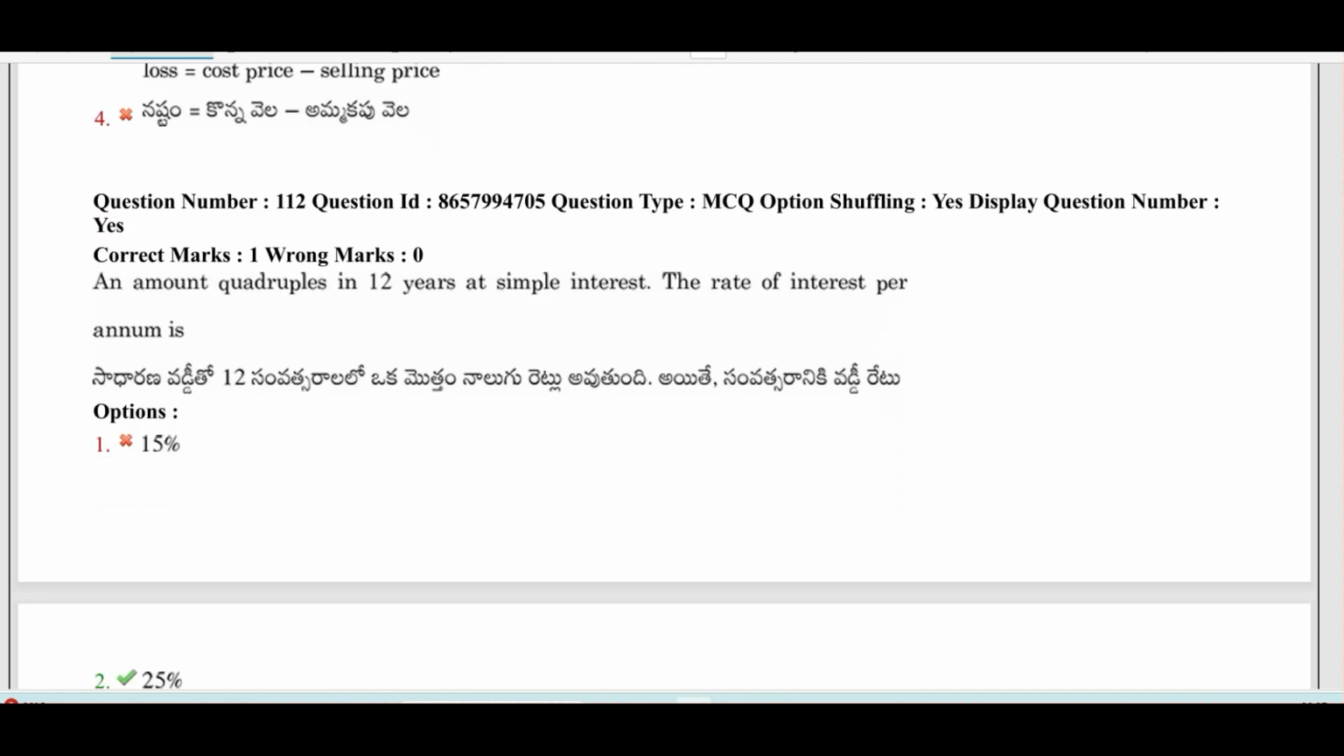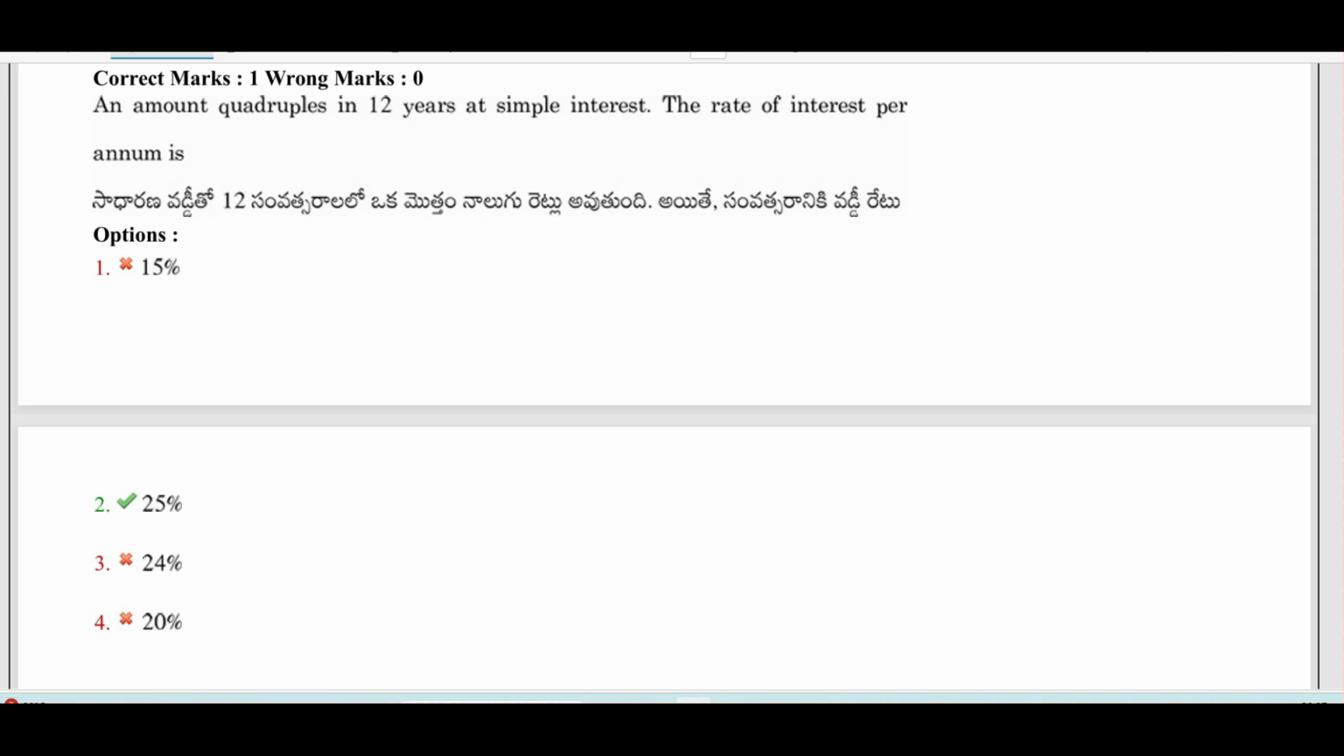Now let us see the next question. Amount quadruples in 12 years at a simple interest.